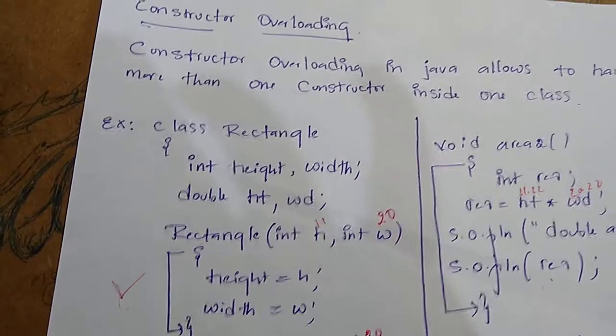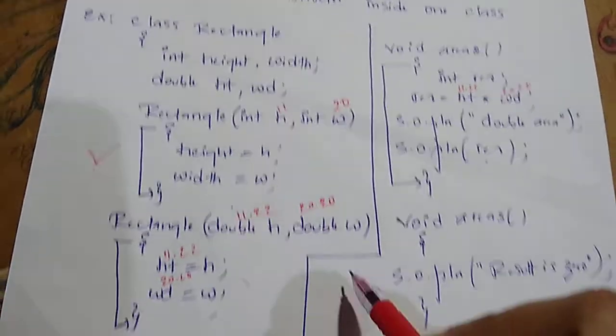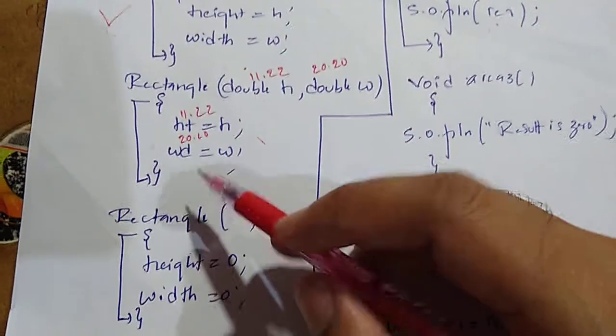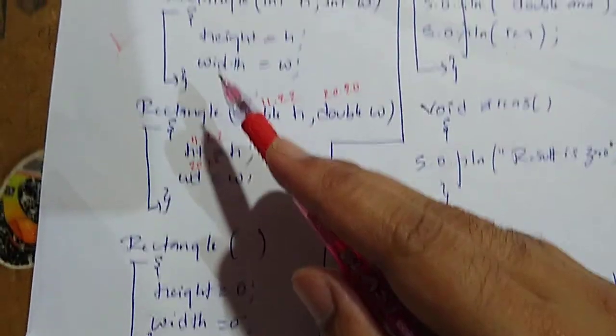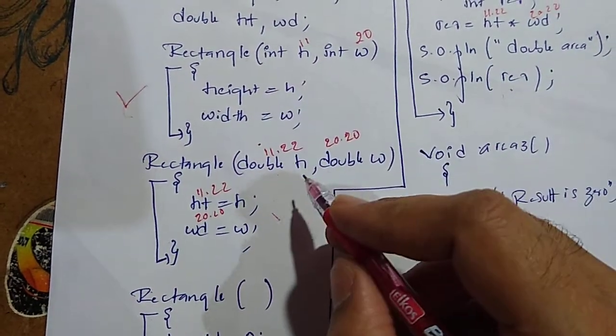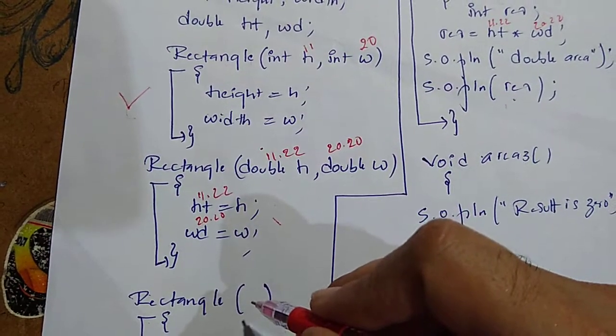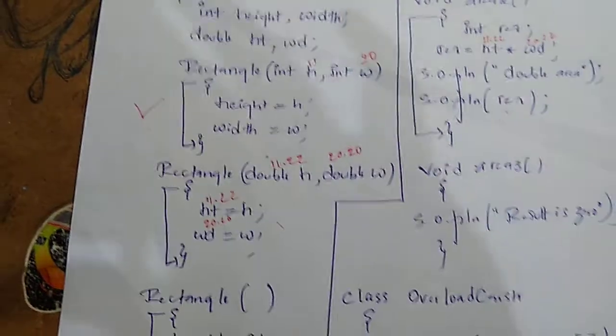So now, how does the compiler differentiate between different constructors? Depending on the number of parameters or the type of the parameter. Even though the constructors have the same name, this is called constructor overloading. Why? Same name but different signature. So in these cases, it is the data type of the parameters, or no parameter.